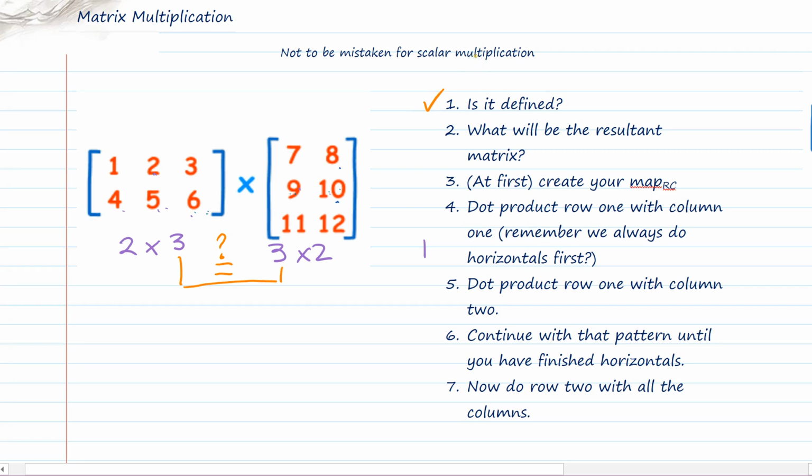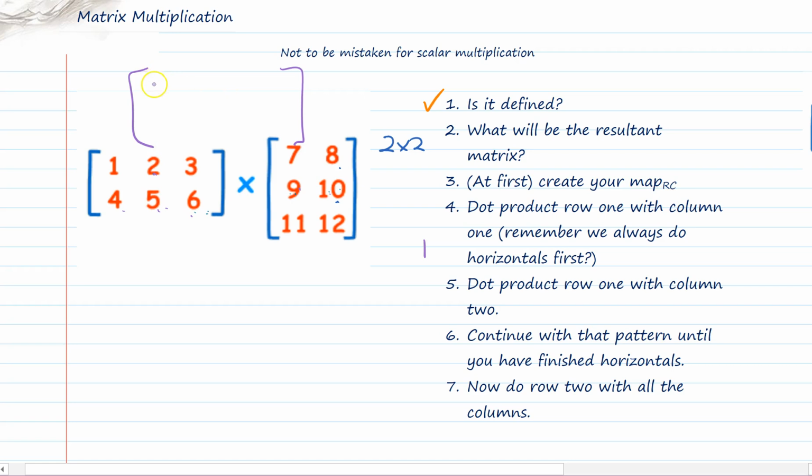Number 2 says, what will be the resultant matrix? To find the resultant matrix, you just look at these two numbers, the outsides. It's going to be a 2 by 2, and that's how you can figure out what is going to happen. Now, you don't have to do this every time, but at first, please create a map of your rows and columns. In other words, I know it's going to be a 2 by 2.